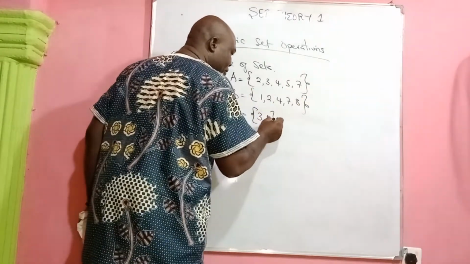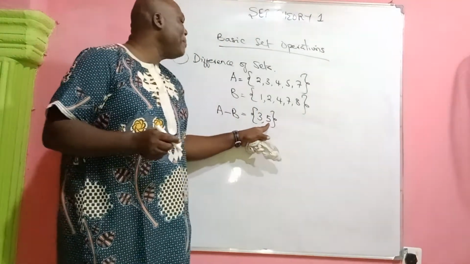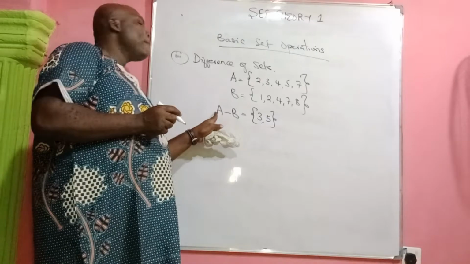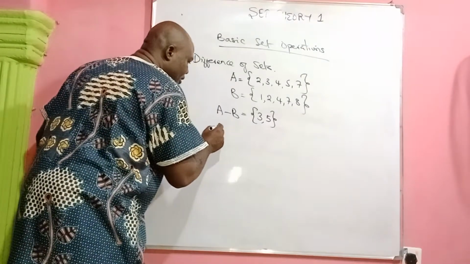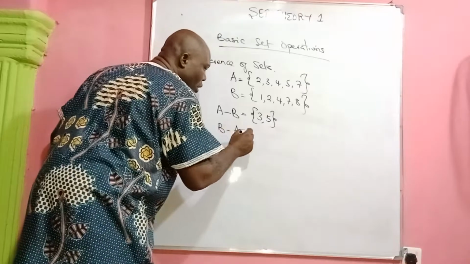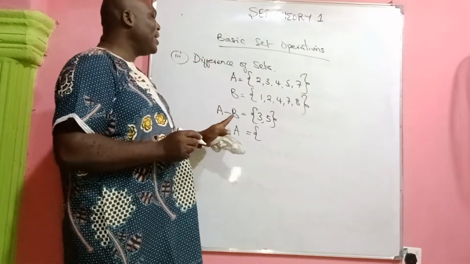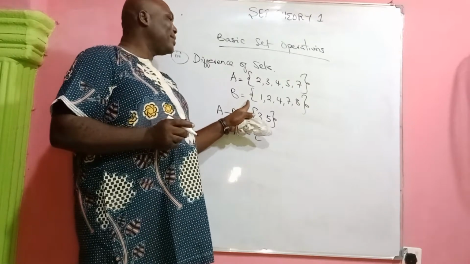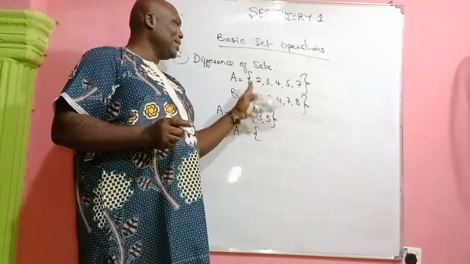So 3 and 5. It therefore means that 3 and 5 are the elements you see in A, but you can't see them in B. That's A difference B. And then B difference A. B difference A means all the elements you can see in B, but you can't see them in A. All the elements present in set B, but not in set A.